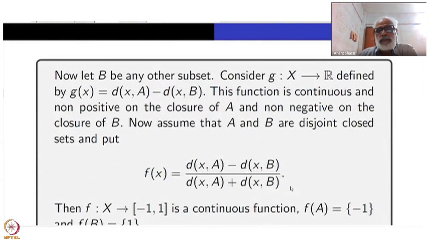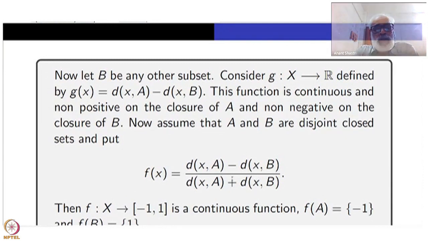DXA plus DXB. What does that mean? I can divide by that function. Okay. Sum and difference are both continuous. Sum is never zero. Therefore, this quotient function is also continuous. I am calling it f. Okay. So f of x is the difference function divided by the sum function.